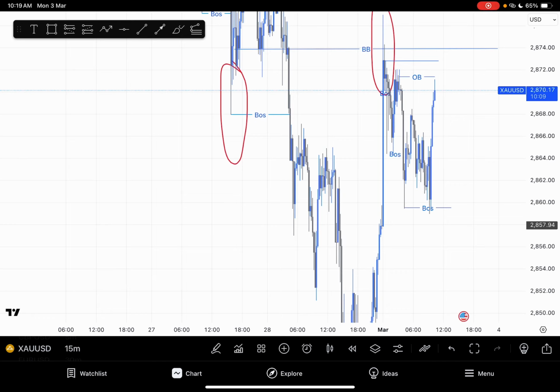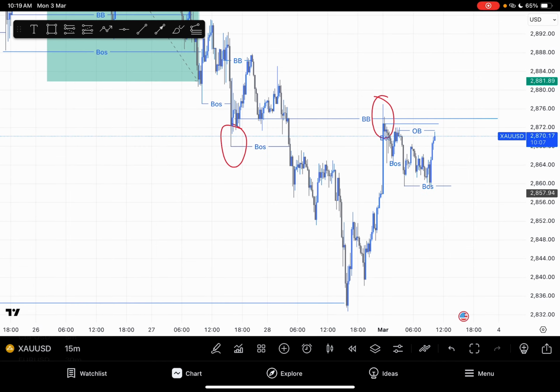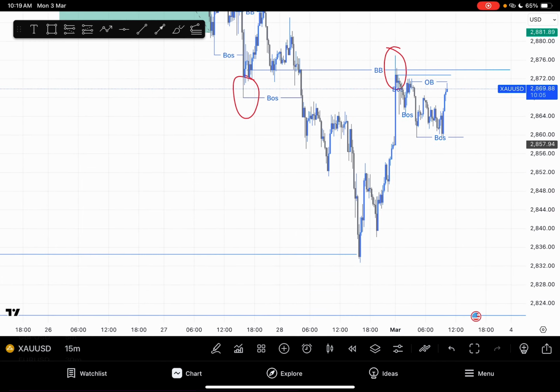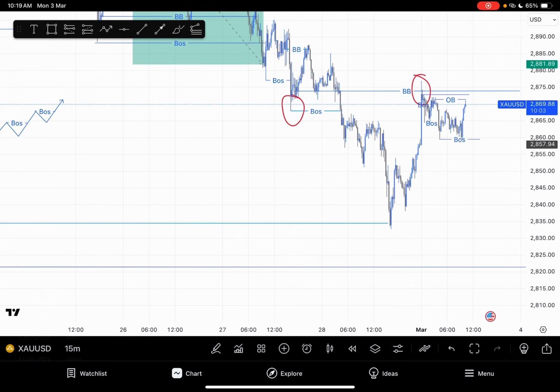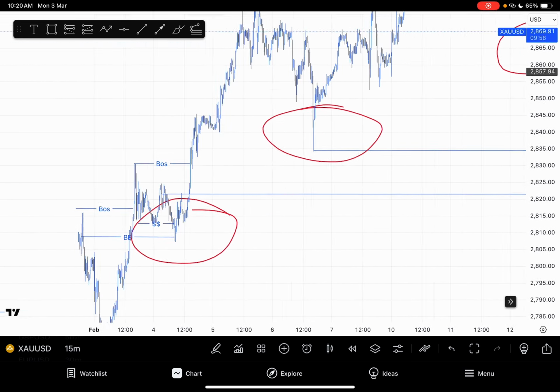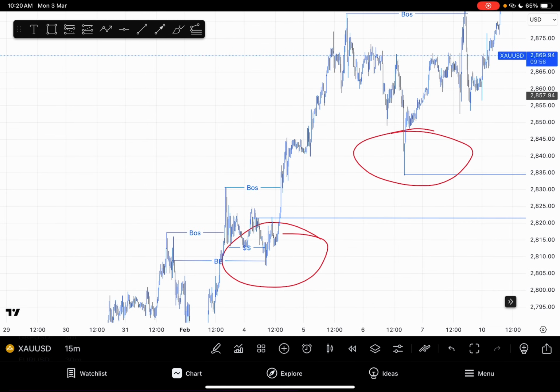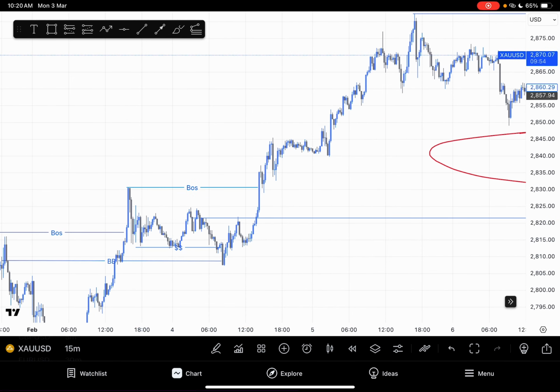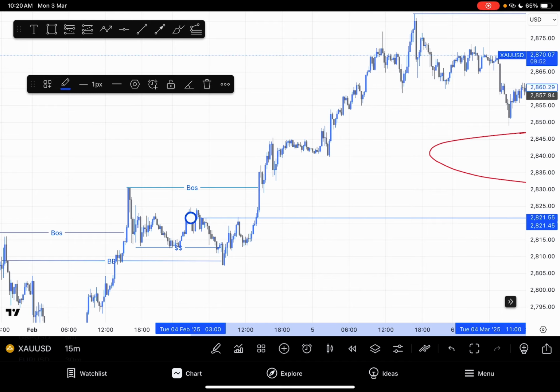So I'm expecting price to come down to take out that previous low as the next break of structure, in order for it to come down to trigger our buy limits at this point here. I'm going to trigger our buy limit at this line here.